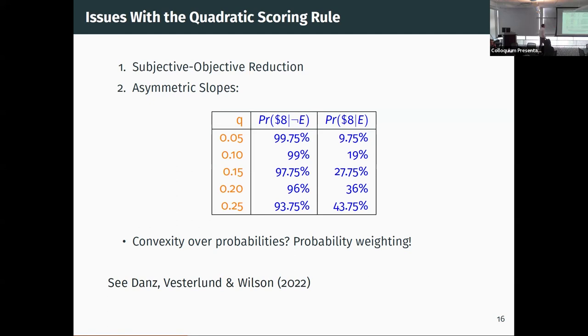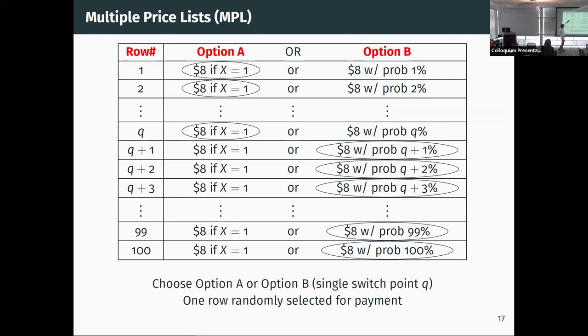What's the theory behind that? So here again is a list. Suppose that your belief is Q, and so you pick option A on all rows up to Q, and option B on all rows after Q. That means that you're indifferent, basically, between this and this, like I said before. X equals 1 means the event is true, sorry.